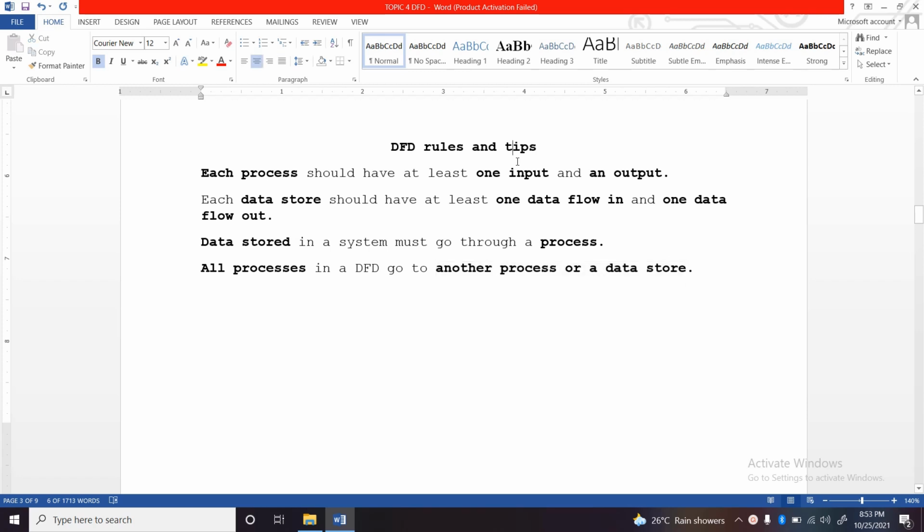So one process should have input and output. Each data store should have one data flow in or one data flow out. And the data store should go through a process, and all processes in DFD go to another process or a data store. They are all interconnected with each other.